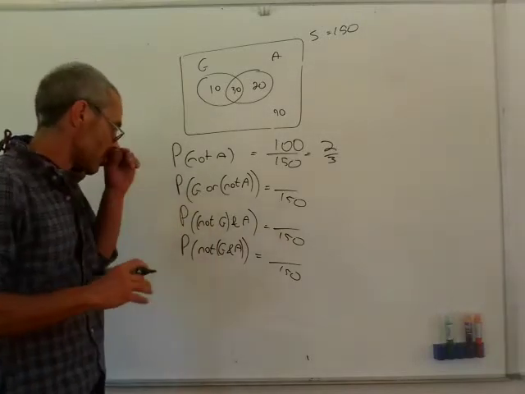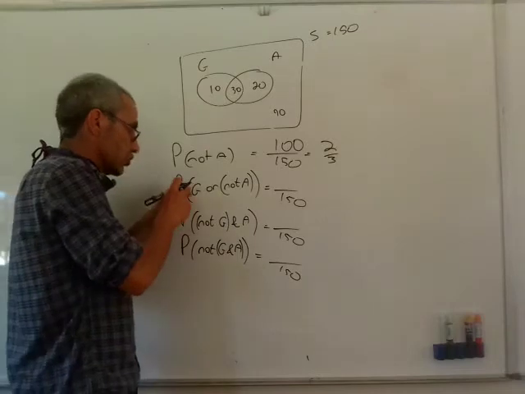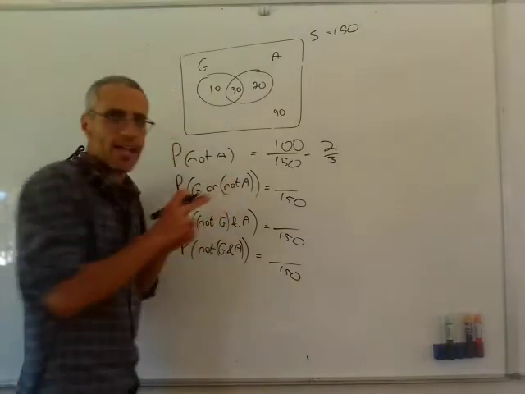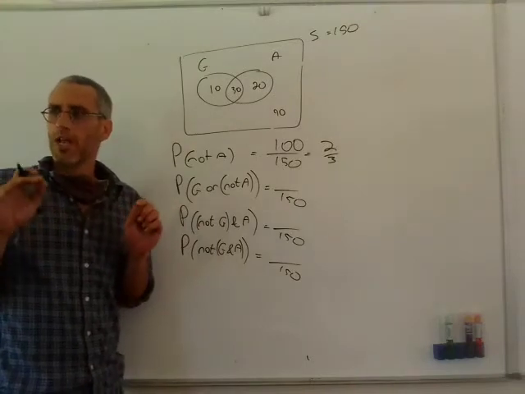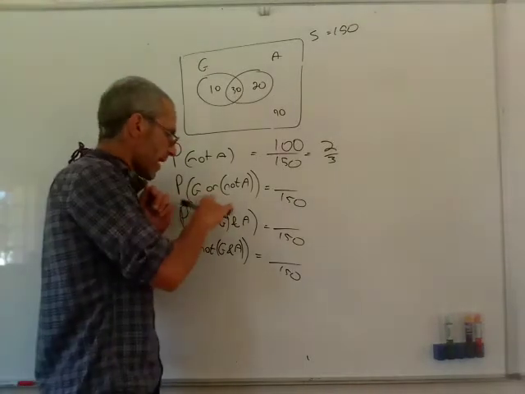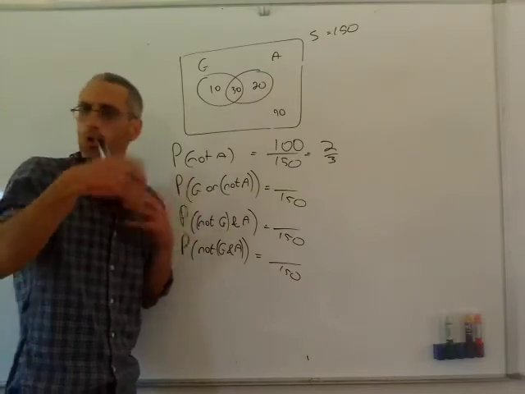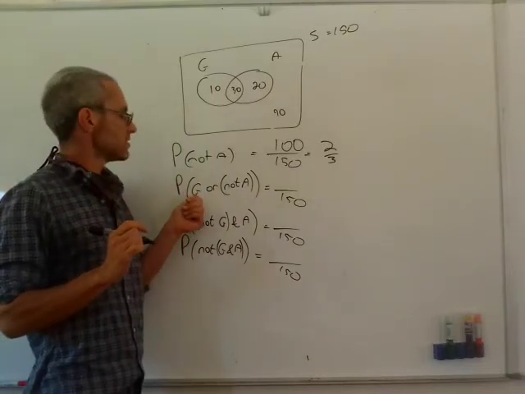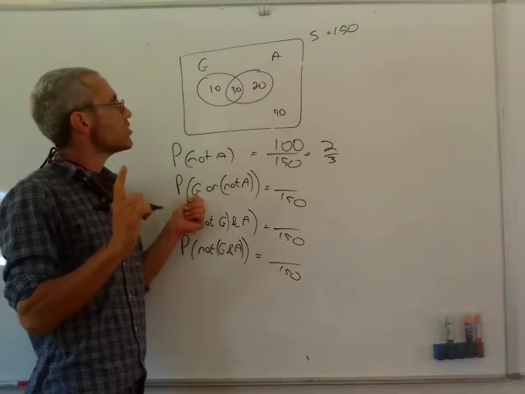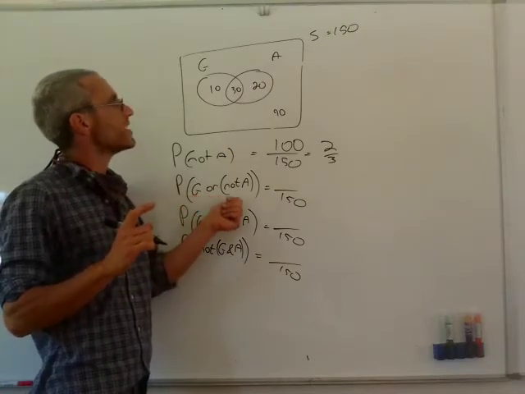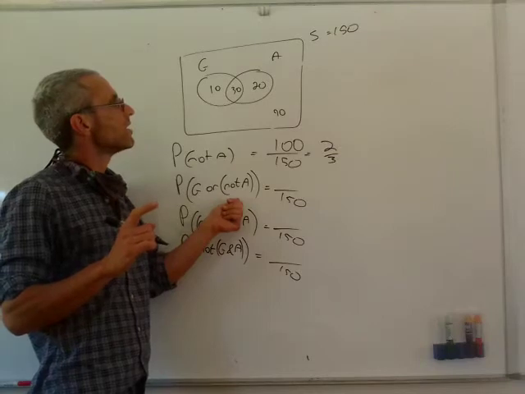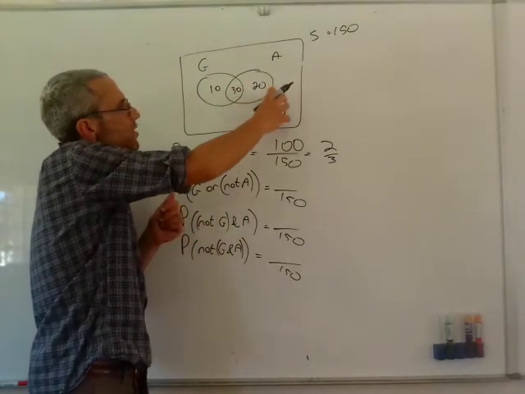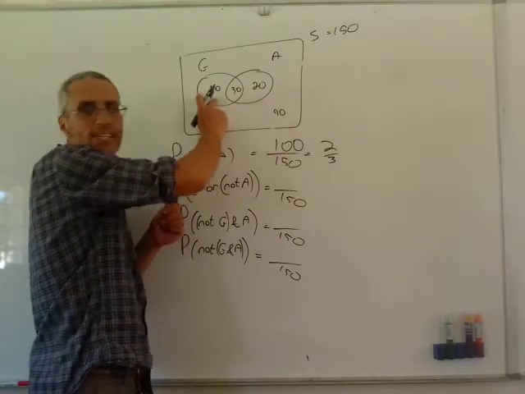Now it's becoming a little bit more difficult. Check this. The probability of G or not A. Now, we've got to break it down. Whenever we have that or, that means we're adding. Or is not intersection, it is a union. I know what G is. I need to be careful. First of all, what is not A? Not A is 100, of which 90 are here and 10 are there.